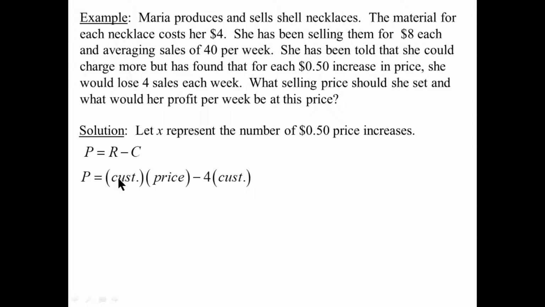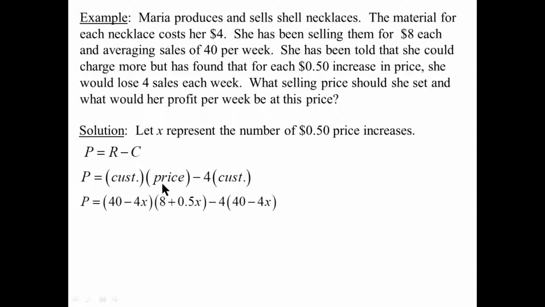And revenue comes from customers who pay a price. Remember this, revenue is customers times price. Meanwhile, cost, in this case, is $4 for every customer. So we'll subtract cost, we'll subtract 4 times the number of customers. And we're building an expression. The number of customers, for example, look into the paragraph, there's 40 in a week, but she's losing 4 every time she changes the price. So this customers will become 40 take away 4x.